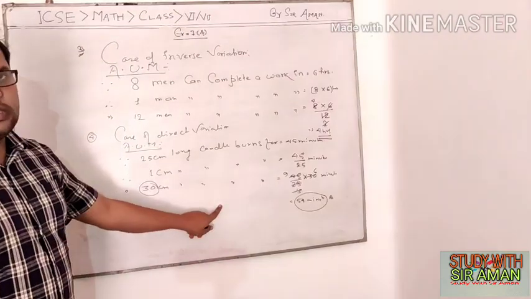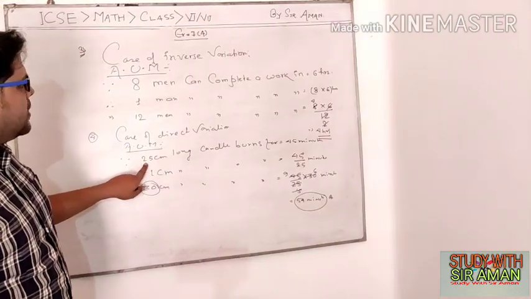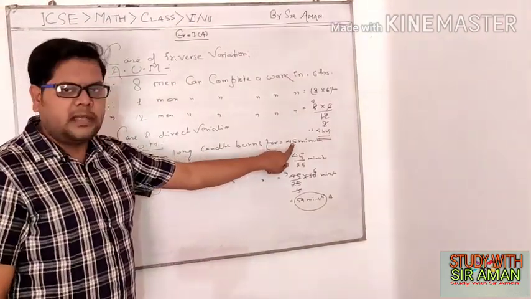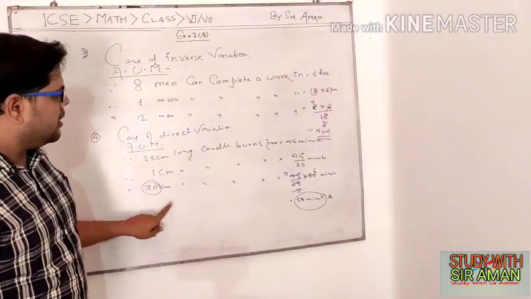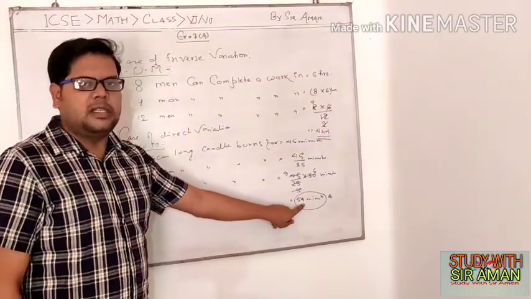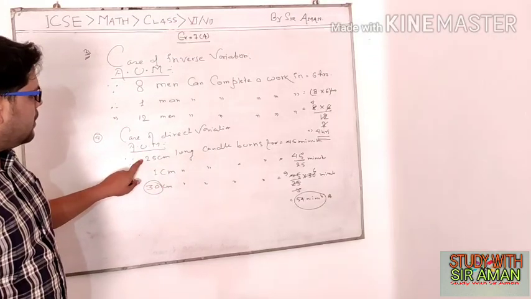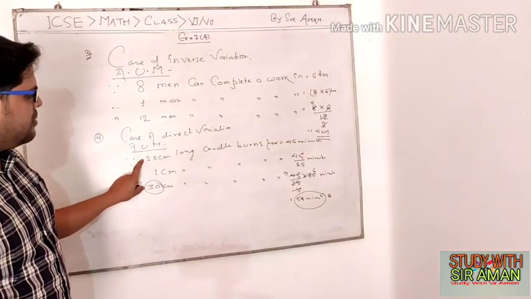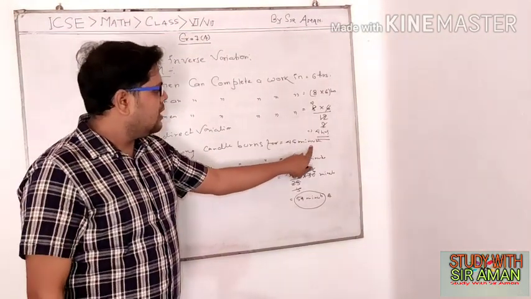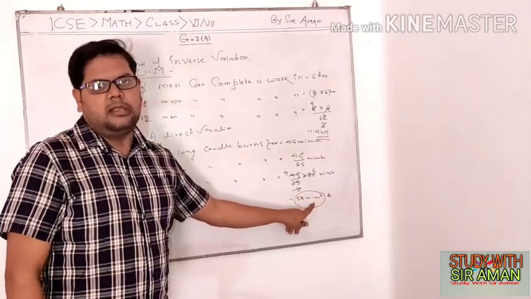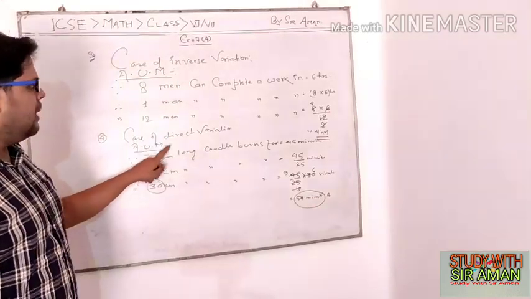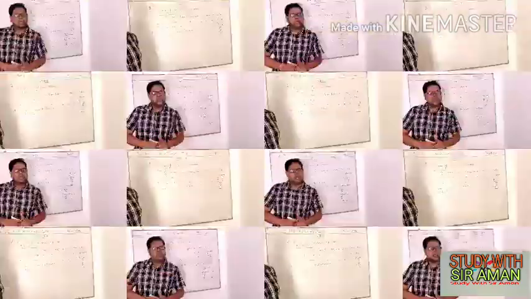After the solution you can check. 25 centimeter is burning for 45 minutes. 30 centimeter is burning for 54 minutes. Increase in the number of centimeters will cause an increase in the number of minutes. Therefore, it is direct variation. Okay.